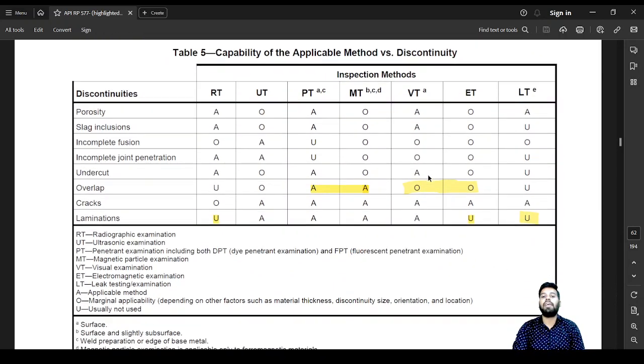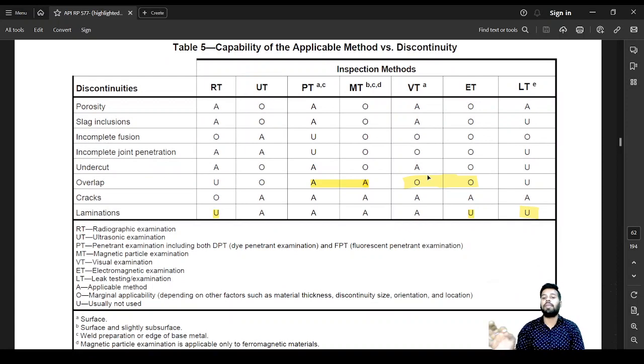So these are some kinds of discontinuity that can be detected by some kind of non-destructive examination. Discontinuities that have good volume can be easily identified by radiography. So porosity can be easily identified by radiography. Slag inclusion can be easily identified by radiography. Incomplete fusion can be marginally applicable because lack of sidewall fusion can be seen. It can be understood as well.